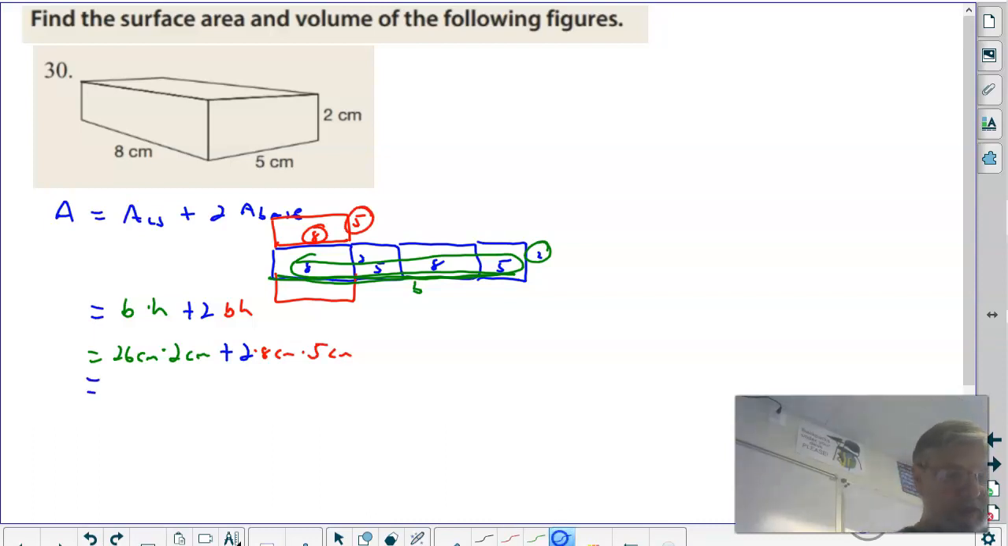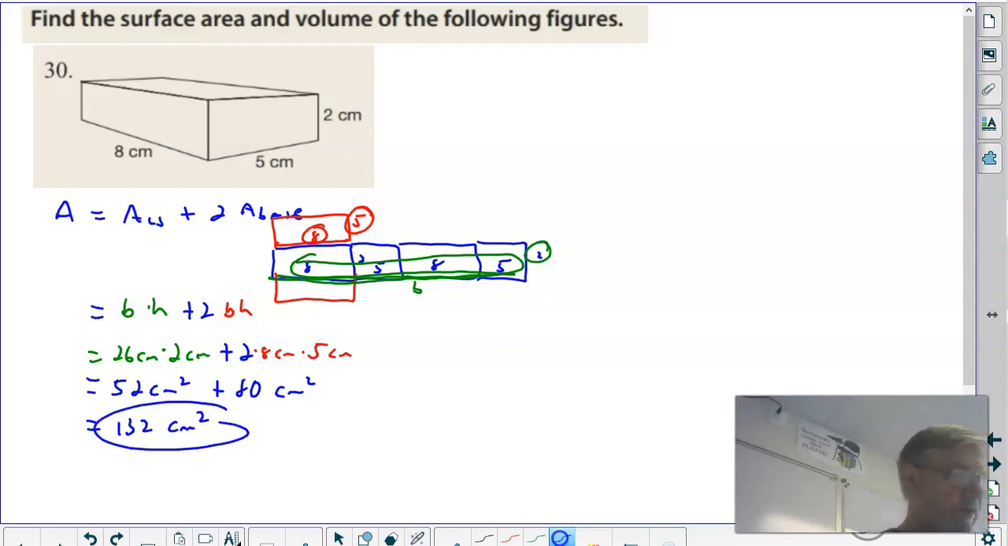Okay, so 26 times 2, that's 52 centimeters squared, plus 8 times 5 is 40, times 2 is 80 centimeters squared. So what is that, 132 centimeters squared would be the surface area for number 30. So 132 centimeters squared surface area.